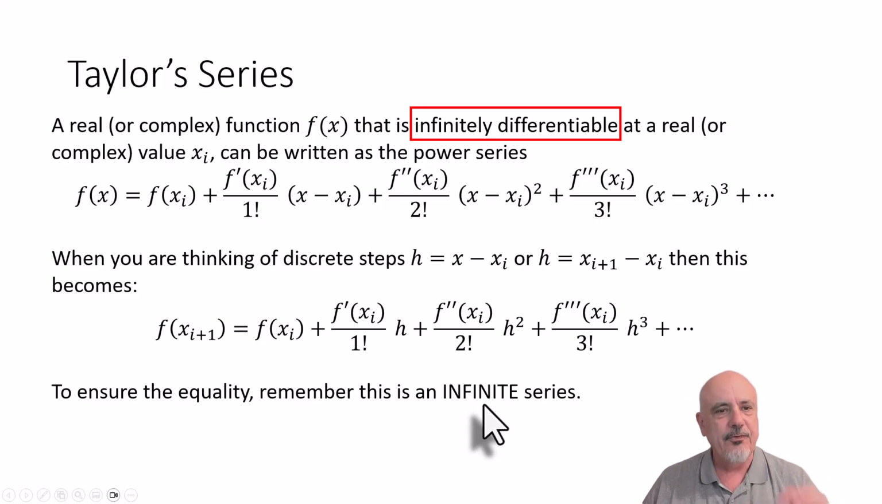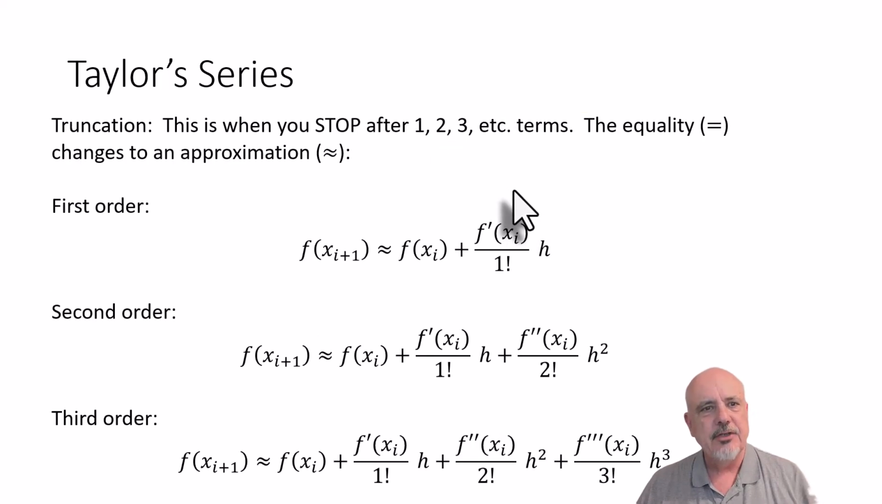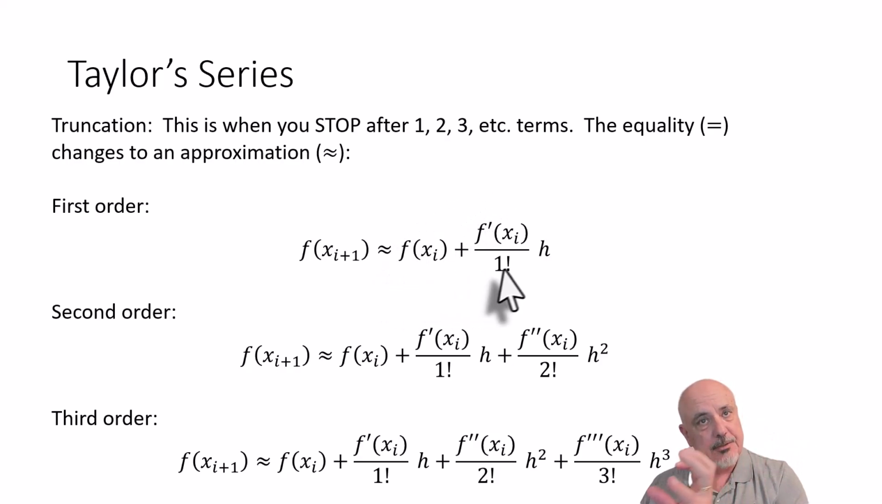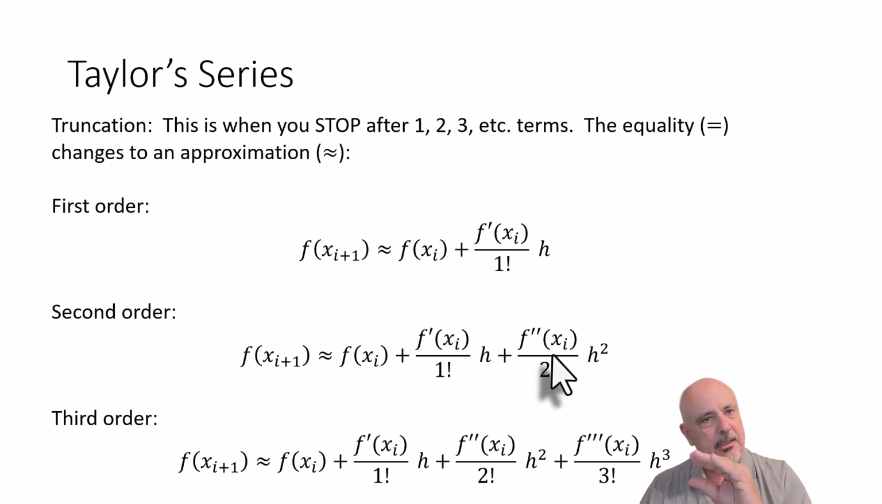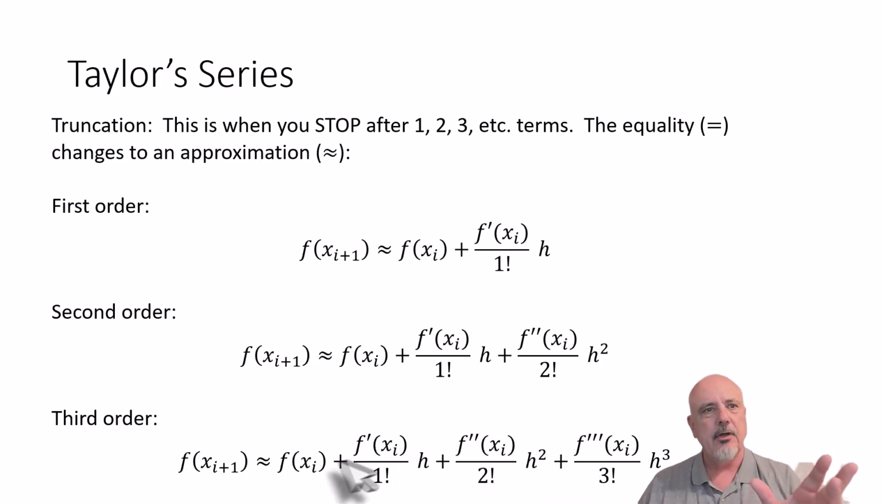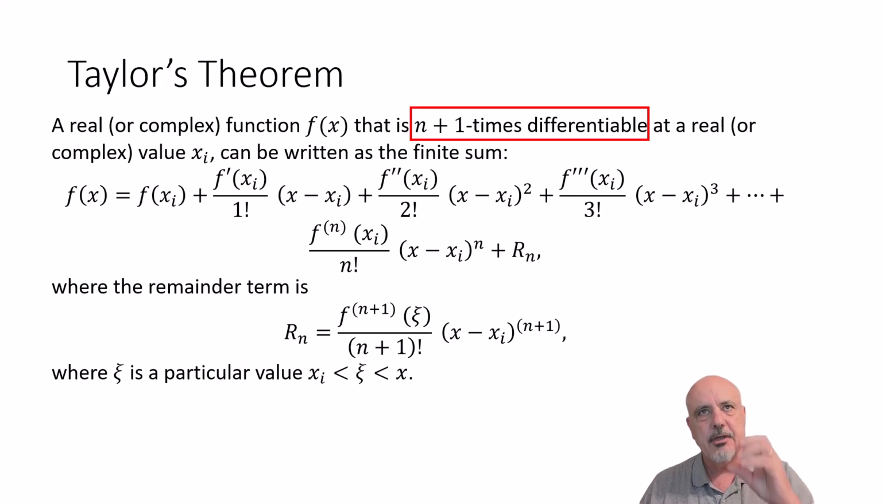Not super useful if you want to be super accurate. I think it's useful to talk about truncation. So this is when you take Taylor series and you stop after the first derivative, and you call that first order. You stop after the second derivative, you call that second order. You stop after the third derivative, you call that third order. And this could give you an approximation that is near what the function would be. However, if you want to get a little bit better, let's bring in Taylor's theorem.